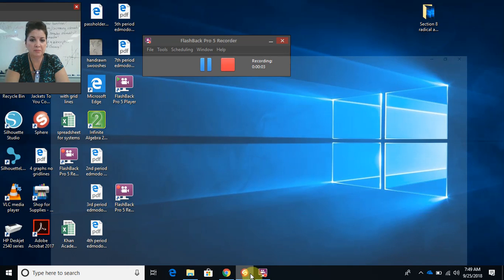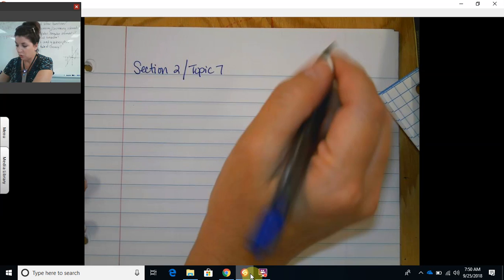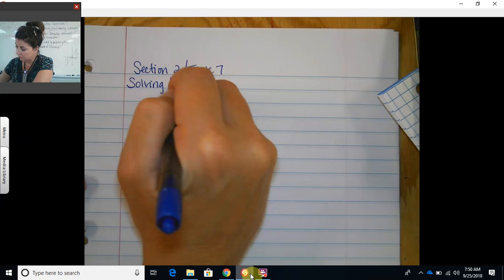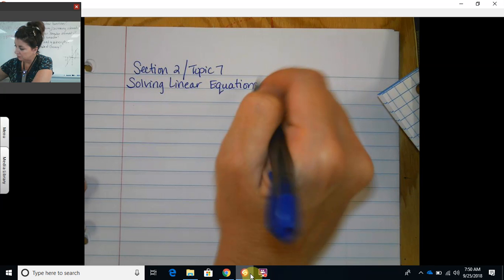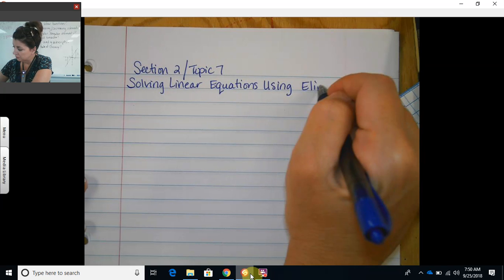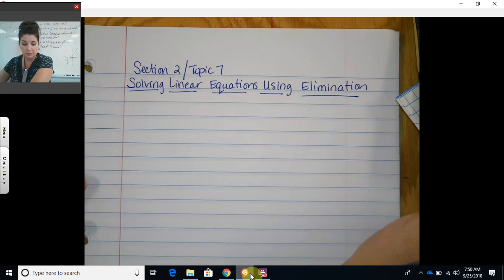Alright, y'all, it's recording. Okay, so this is section 2, topic 7. Section 2, topic 7. And it's called solving linear equations using elimination. Solving linear equations using elimination.